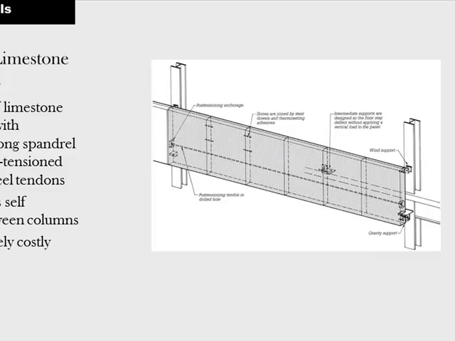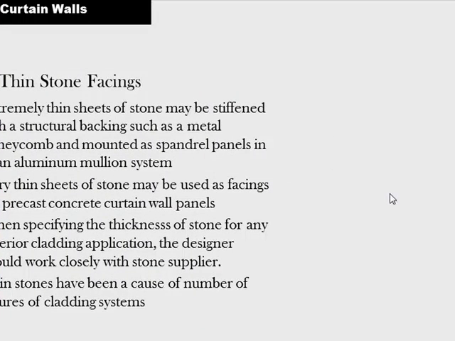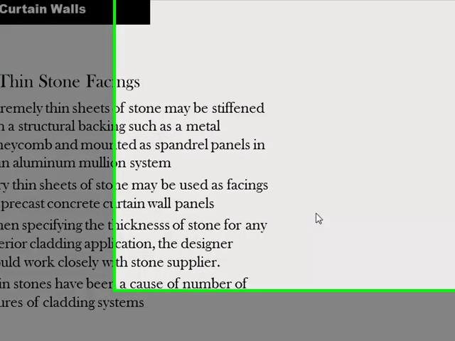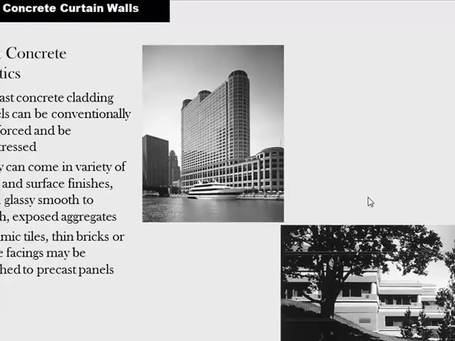Just some more details of how limestone might work. If stone is thin so it's lightweight, you can stiffen it with backing of different materials. Here they're talking about metal honeycomb mounted on the spandrel panels, or thin sheets can be put on precast concrete. I think we'll see that in a second.